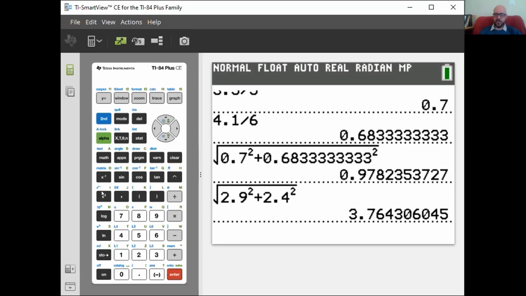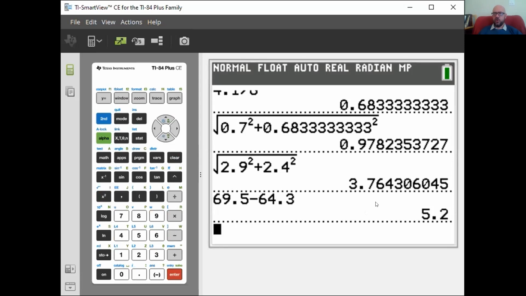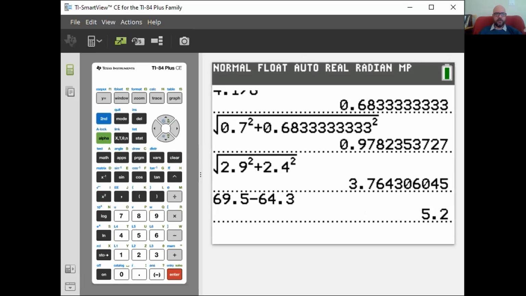And the mean is this, 69.5 minus 64.3. Right, so the mean is 5.2. So I'm going to go ahead and write that down and draw a picture of it because we're going to be using it in just a second. So mean of 5.2, standard deviation 3.76.